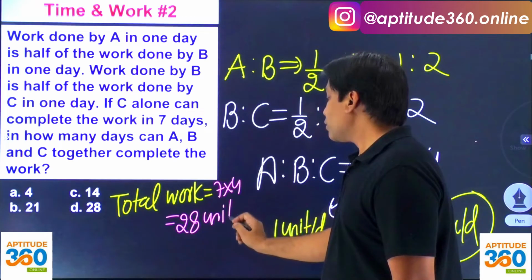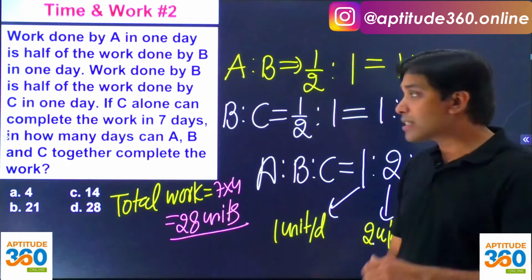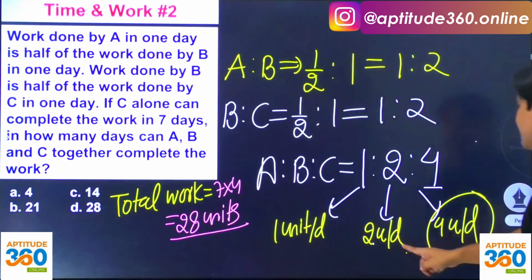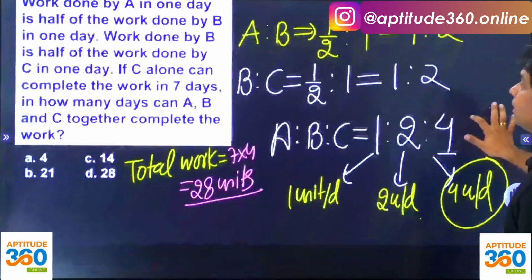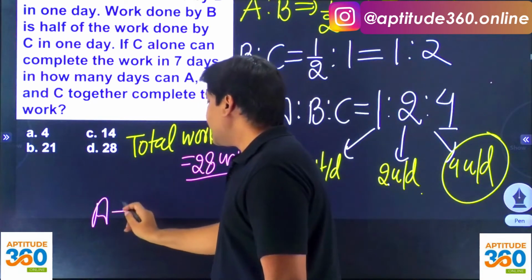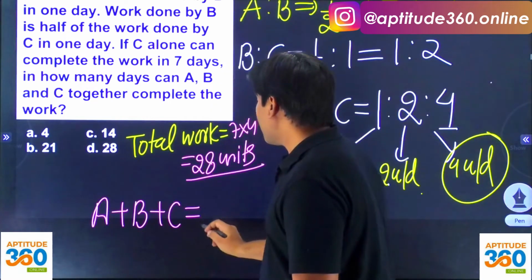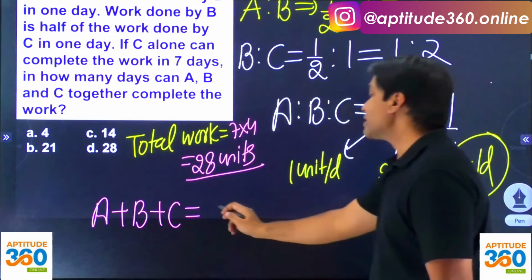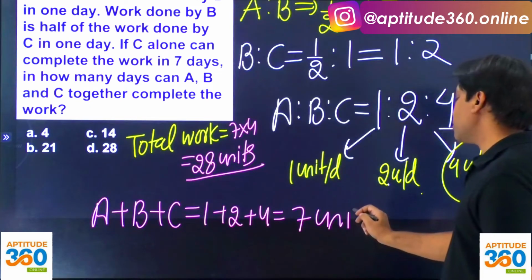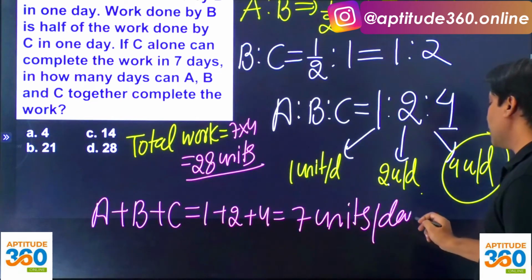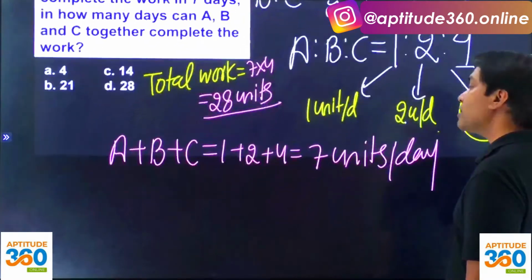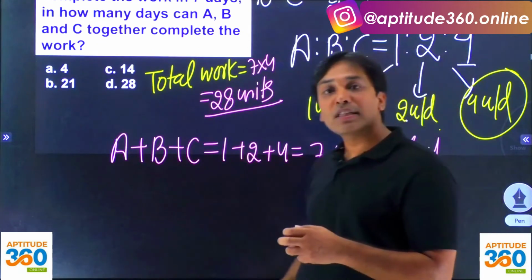And if this has come out as 28 units, what is the question that they are asking you? A, B and C together, in how many days are they going to be completing? Now understand, A, B and C collectively, if they are working together, this is 1 plus 2 plus 4, it is coming out as 7 units of the work per day. 7 units of the work per day. And what is the total work that you have to finish? 28 units. You should not even need to pick up a pen: how many days will it take them to finish the whole work? It will take 4 days.